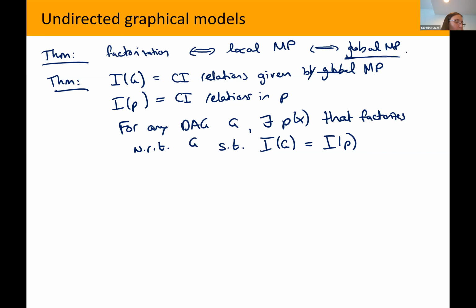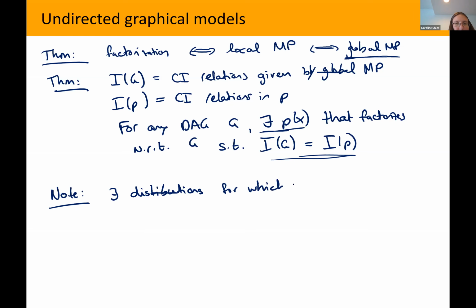And so now in terms of homework problems, I think what would be good to do is to actually try to find distributions. So here I'm just saying for any DAG, there exists a distribution that factorizes, and so that these things are equal. But there also exist distributions for which there is no DAG that is actually exactly describing the conditional independence relations. So there exist distributions for which there exists no DAG G with I of G equal to I of P.